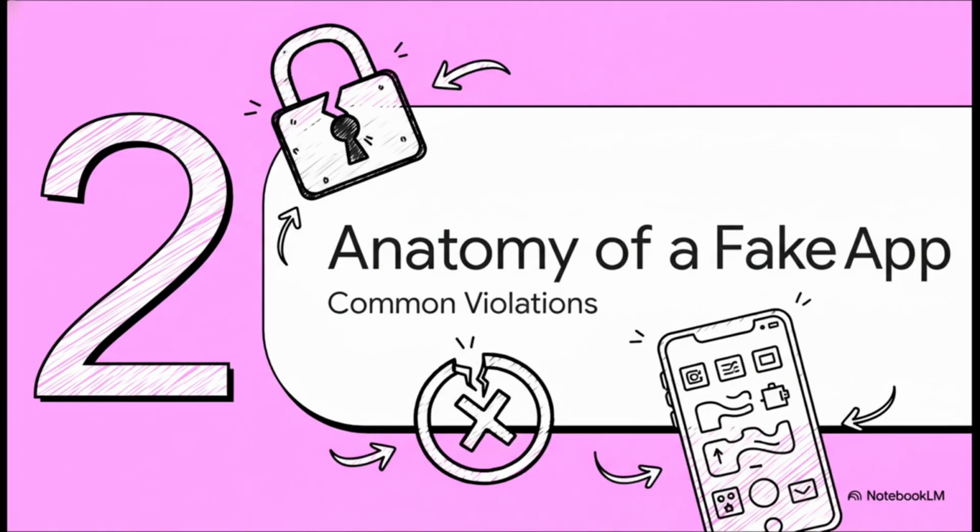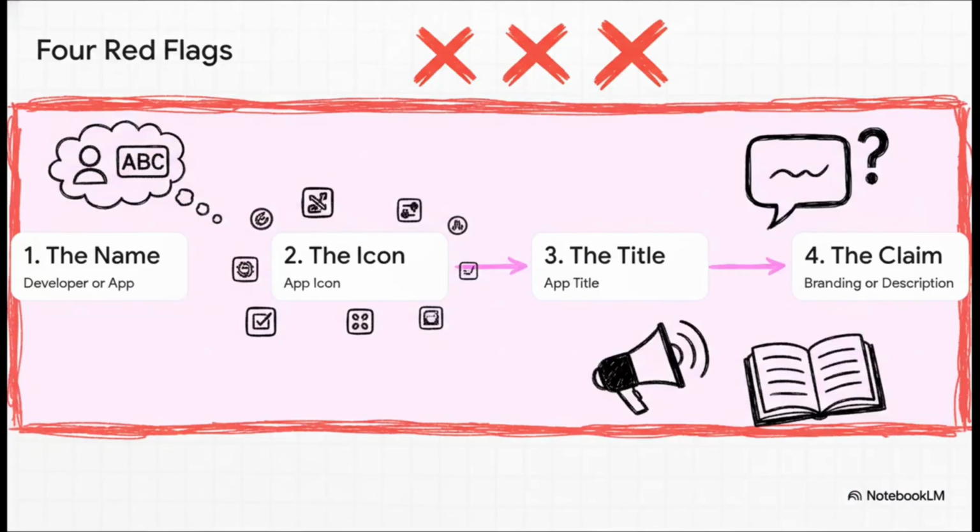To really get this rule, we need to look at where developers trip up the most. So let's dissect the anatomy of a fake app by looking at some of the most common ways people violate this policy. These violations usually fall into 4 main categories. You could call them red flags: your developer name, your app's icon, its title, and any claims you make about it. A mistake in just one of these areas can get you a policy violation, which could mean your app gets taken down or even your entire account gets suspended.